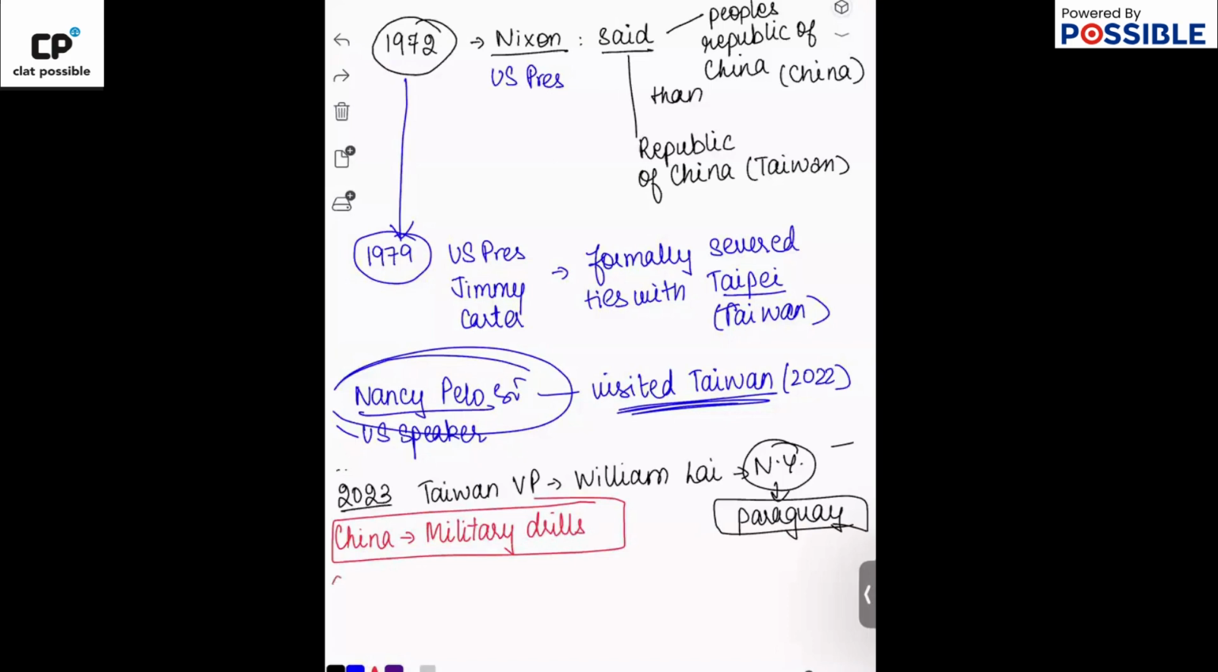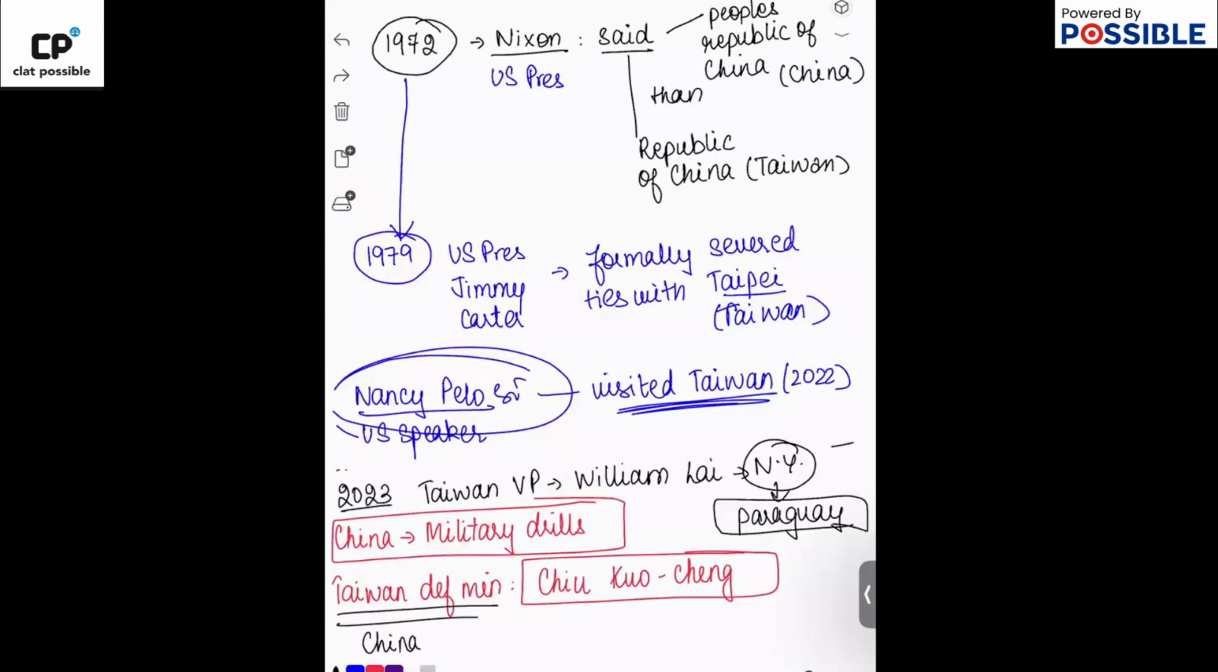In fact, Taiwan का जो डिफेंस मिनिस्टर है, his name is Chiu. Yes, you have to learn this. Chiu Cheng. Since the beginning of this year, he has been saying that China has already entered our exclusive economic zone, and the day is not far away that they will enter our territorial water.